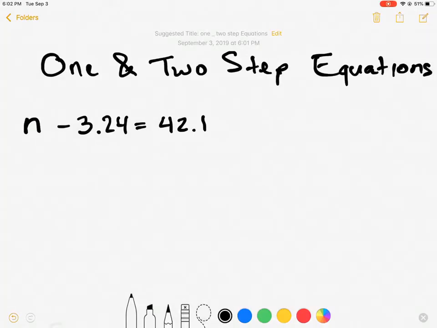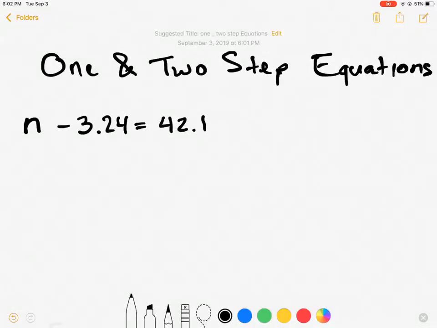Okay, let's take a look at some examples for solving one and two step equations. The first equation we're going to look at is this one in front of us: n minus 3.24 is equal to 42.1.